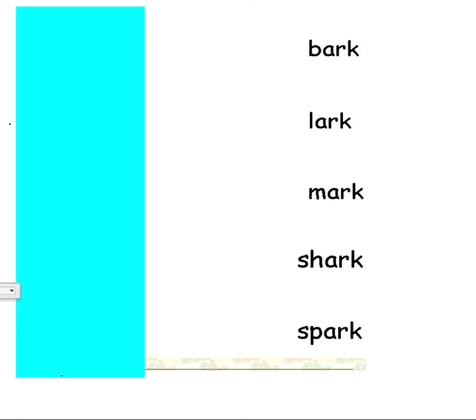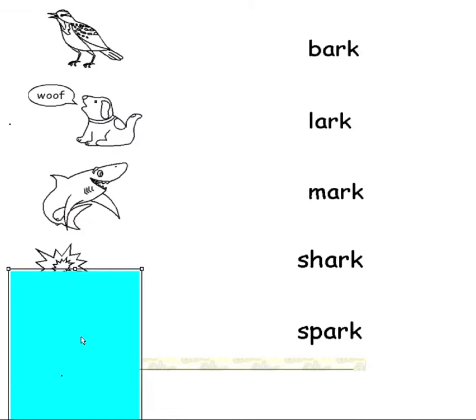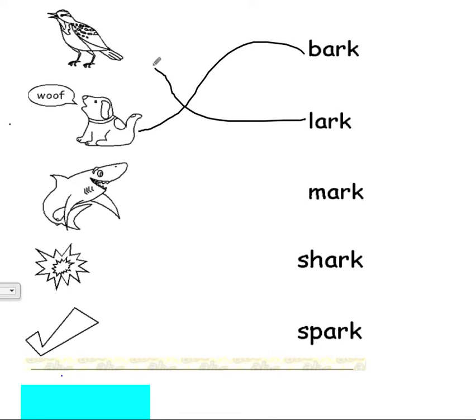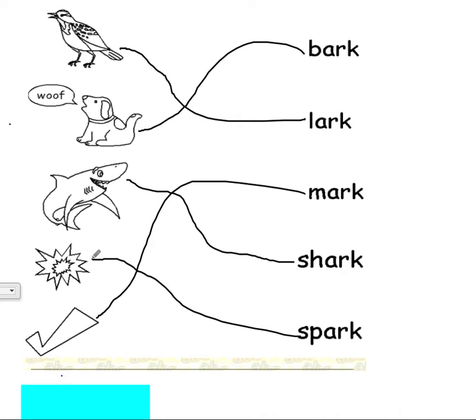Have your student read the words, please. Match them with the picture and pause the recording. Okay, I hope you've had a chance to do that now. Let's match the words with the pictures. We have bark. We have a bird called a lark. We have a check mark. And we have a donut shark. And then a light spark.